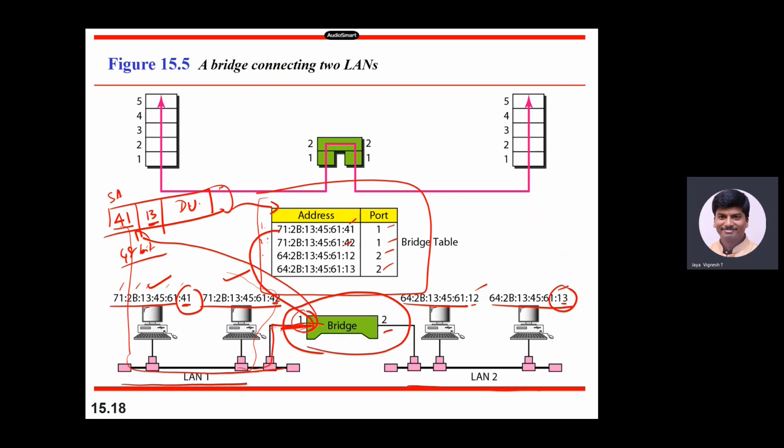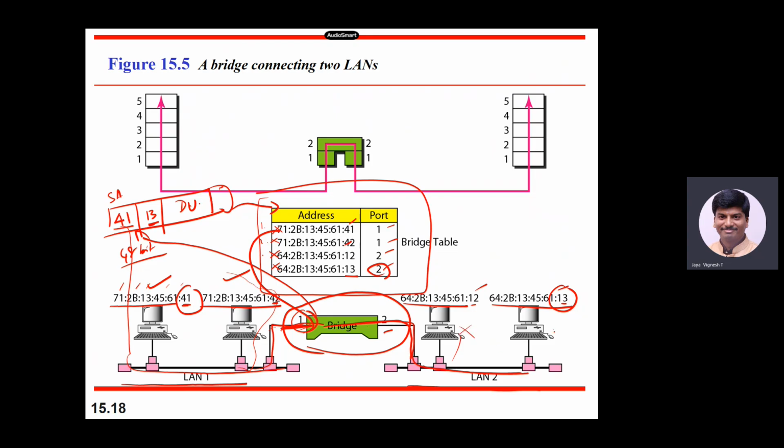So it goes and looks at the table and scans through every entry. And so you see that 13 does not match with the first entry, does not match with the second entry, does not match with the third entry, but matches with the fourth entry, and it finds it is mapped to port 2. So what is it going to do now? It's going to make the decision of forwarding that frame via port 2. When it forwards the frame, the physical layer is going to regenerate the signal and forward it through this. And the frame is now transmitted over LAN 2, and every device in LAN 2 is going to receive it.